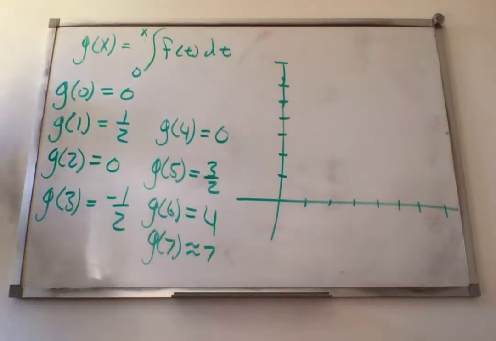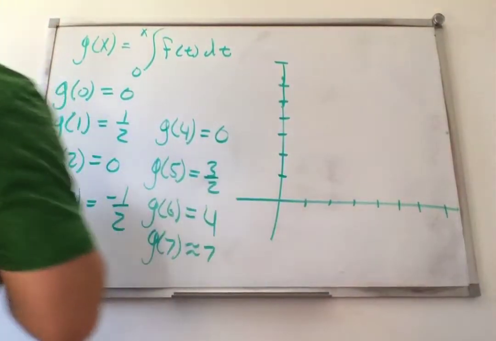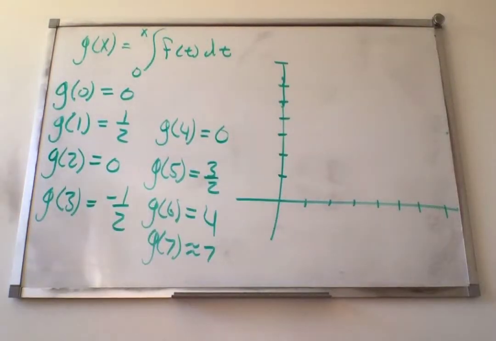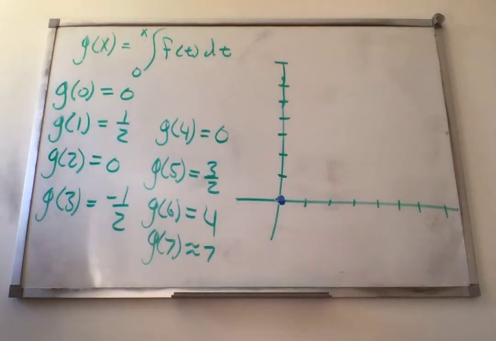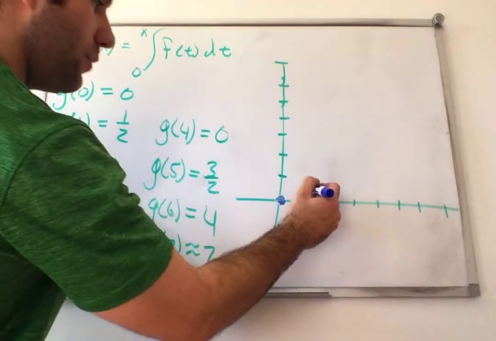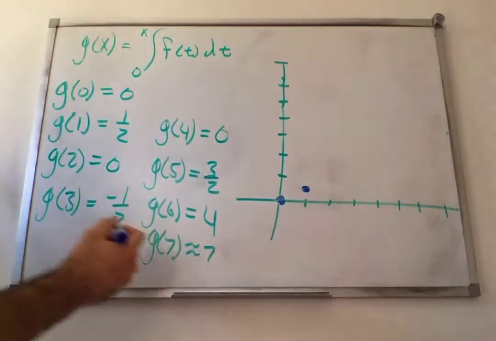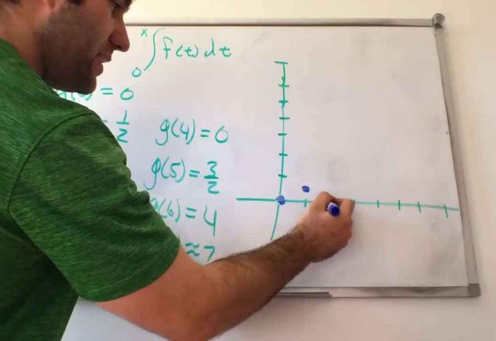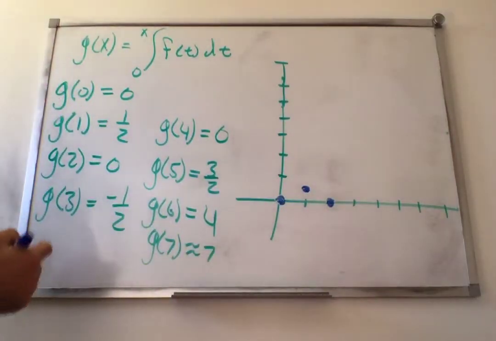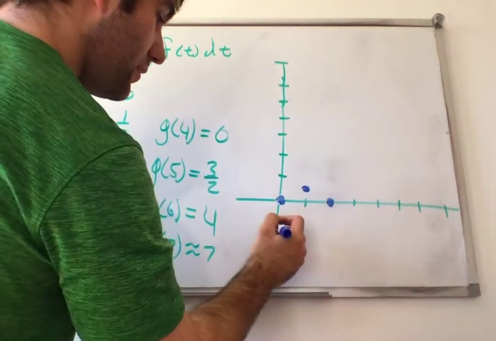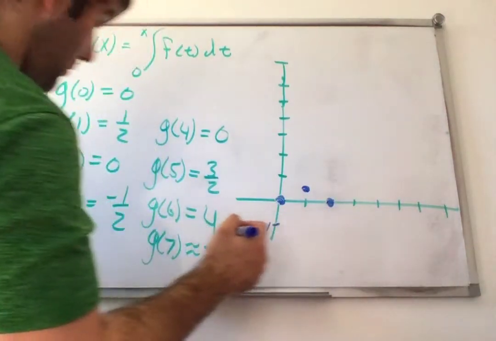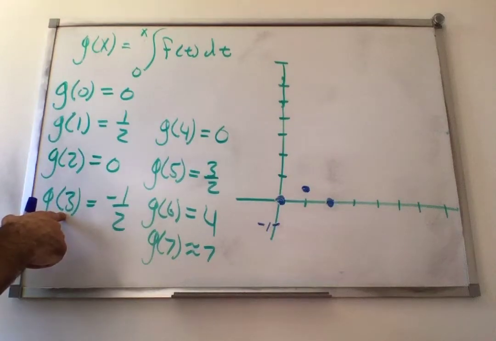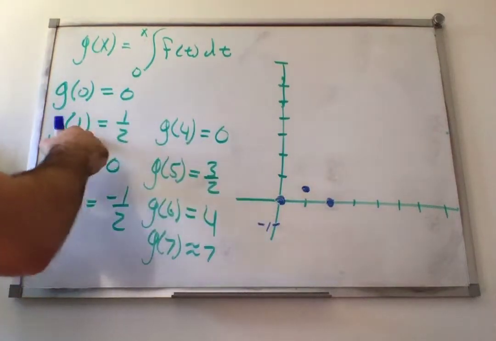Okay, so at 0, I'll do it in a different color. At 0, we are at 0. At 1, we are at 1/2. At 2, we are back to 0. At 3, see, if there's negative 1, you're at, let's see, 0, you're at 0. At 1, you're at 1/2.